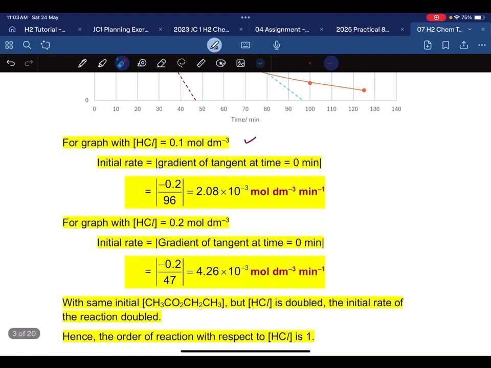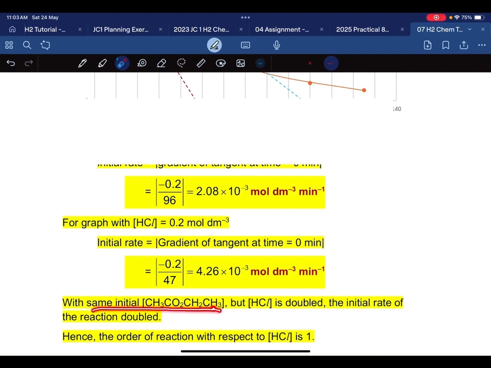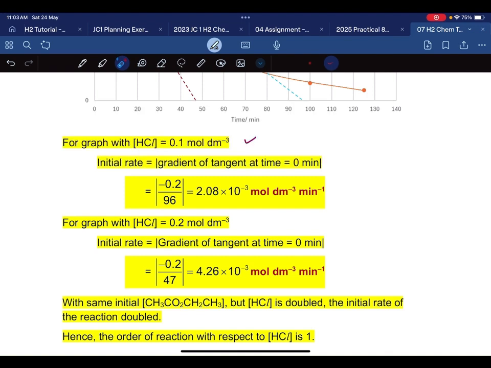Observing this data, you need to highlight that we are using the same initial concentration of ester, but concentration of HCl is double. The initial rate of the reaction is double. So therefore we can conclude the order of reaction with respect to HCl is 1.